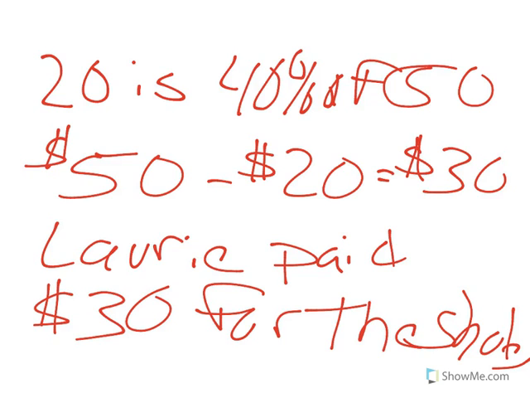So to answer that one, since I found that 20 is 40% of $50, and that's what she saved, because discount is what she saved, I subtract it. So $50 minus $20 is $30. So Lori paid $30 for the shoes. So I proved it 3 different ways.